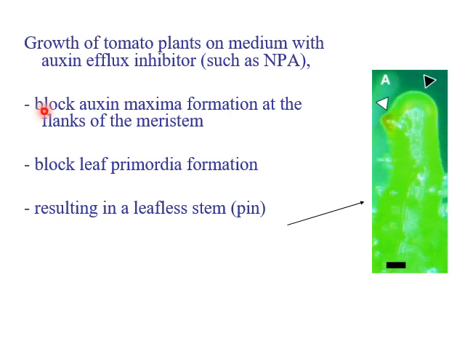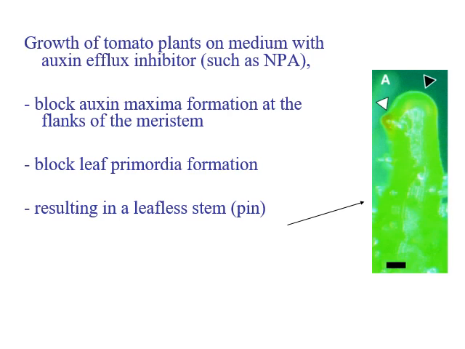And you also block auxin maxima formation at the flanks of the meristem. So this is a shoot apical meristem up here. Normally you would see a leaf primordia forming at the flanks of the meristem like this, but if you grow these plants in the presence of such inhibitors, the PIN1 protein and other PIN proteins don't get localized to specific parts of the cell, and the auxin maxima cannot be established, and therefore they don't form leaves if it's a vegetative meristem or flowers if it's a reproductive meristem.